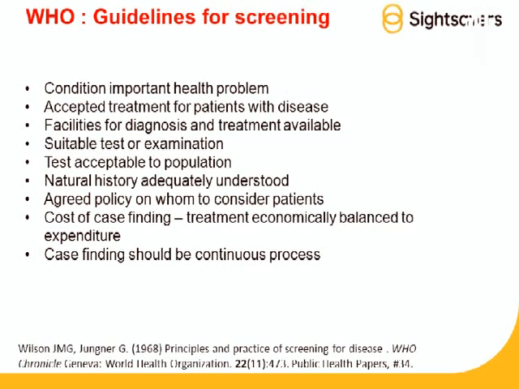The natural history of the disease should be adequately understood so that we can intervene. There should be agreed policies. The cost should be good enough so that it doesn't offset the balance of screening. And also case finding should be a continuous process, not just an ad hoc thing. And these make even more sense when you're talking about childhood eye disease.